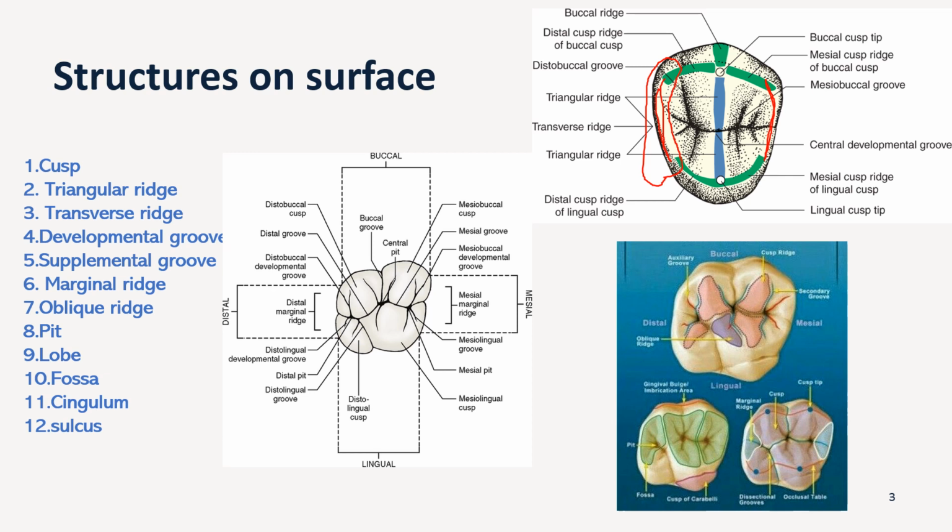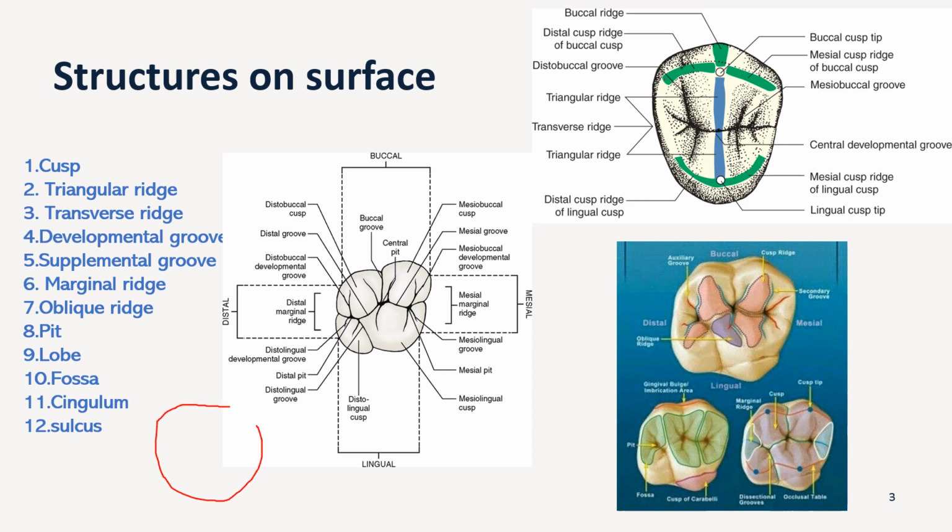Actually, a marginal ridge, according to its description, is a rounded border of enamel which forms the mesial and distal margins of the occlusal surface of posteriors, like premolars and molars also. So this is known as a marginal ridge. Then comes the oblique ridge. Oblique ridge is present mostly, it is a feature of the upper first molar.